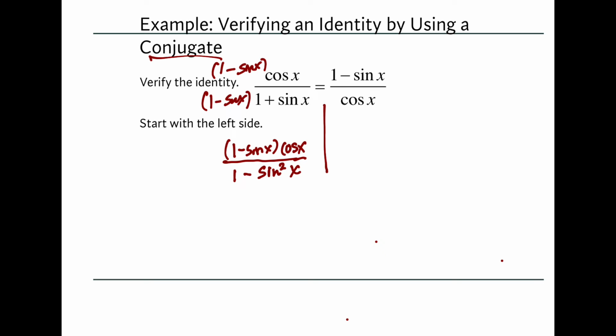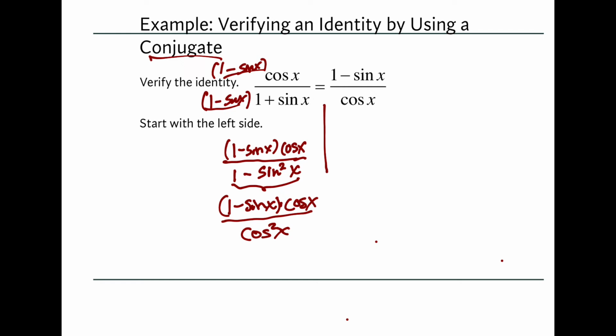I kind of saw when I was making it more complicated, I prefer it like this because at least I'm keeping them separate, seeing if I can notice anything. And I do notice something here. That's our Pythagorean identity again: cosine squared x is equal to that, and that leaves me with 1 minus sine x multiplied by cosine x.